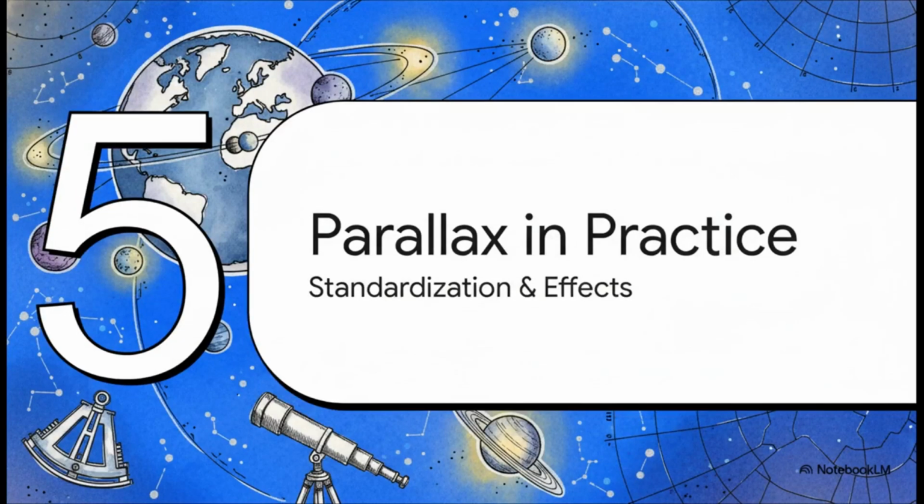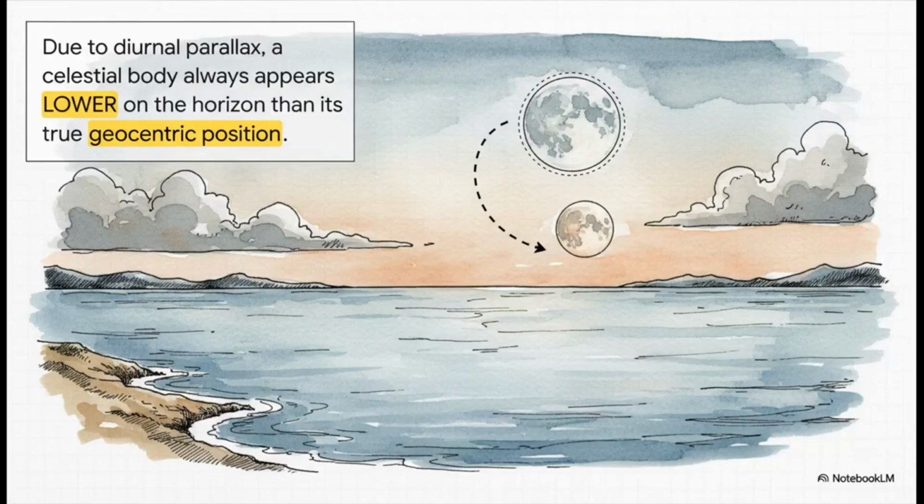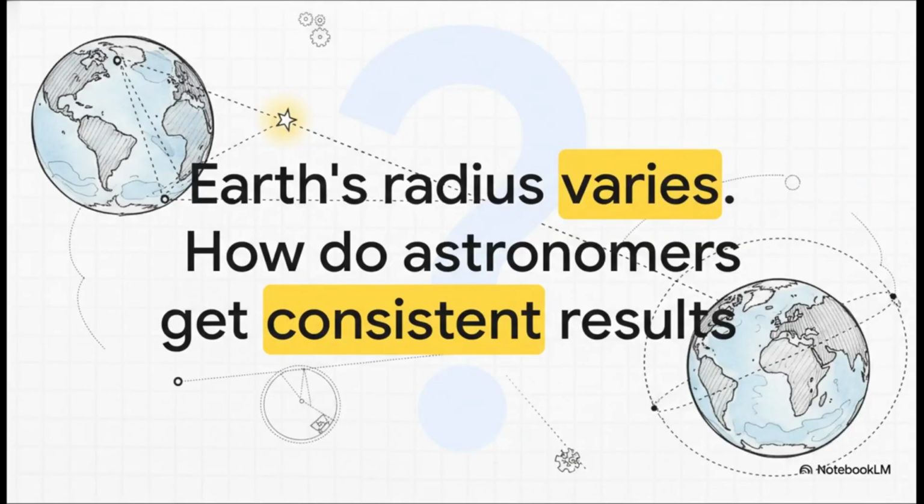So let's wrap this up by looking at the practical consequences of all this and why we need some standardization in astronomical work. This is probably the most important takeaway for any observer. Because of your position on the Earth's surface, a celestial body will always appear systematically lower on the horizon than its true geocentric position. And that maximum displacement is, you guessed it, equal to the horizontal parallax. But of course, there's a problem.